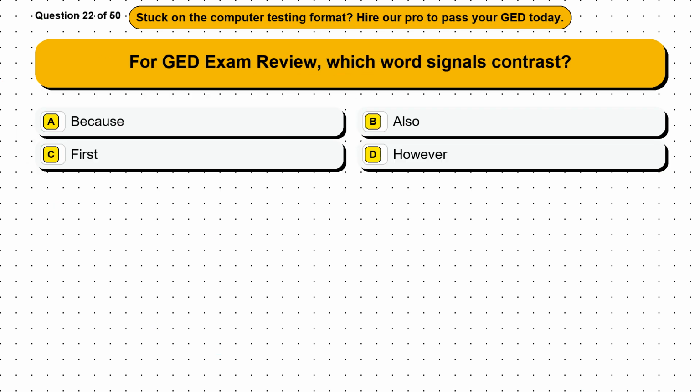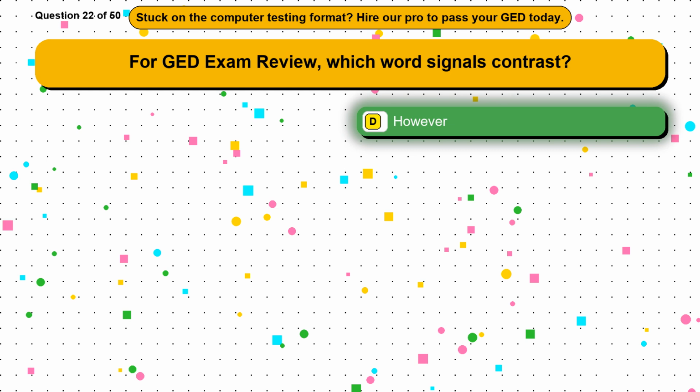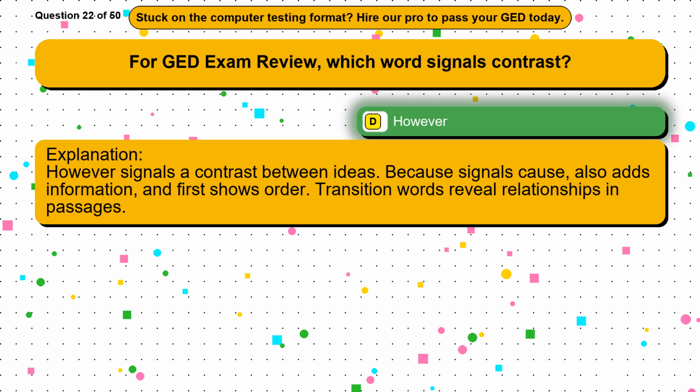Question 22. For GED exam review, which word signals contrast? Option A, because. Option B, also. Option C, first. Option D, however. The correct answer is option D. However. However signals a contrast between ideas. Because signals cause, also adds information, and first shows order. Transition words reveal relationships in passages.